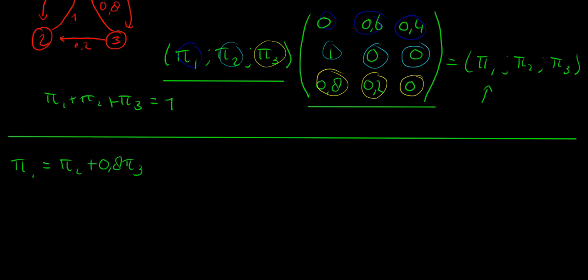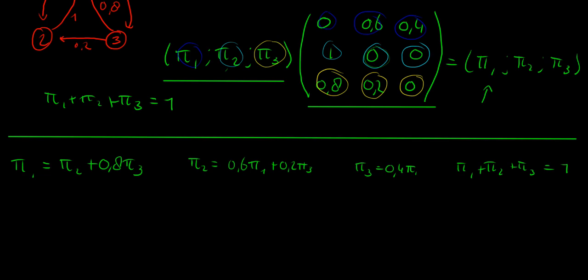For pi 2, we get 0.6 times pi 1. It's 0.2 times 0, so there's no pi 2, plus 0.2 times pi 3. For pi 3, we only have one, namely 0.4 times pi 1. And then, of course, we also have pi 1 plus pi 2 plus pi 3 is 1. And these are 4 conditions that are important.